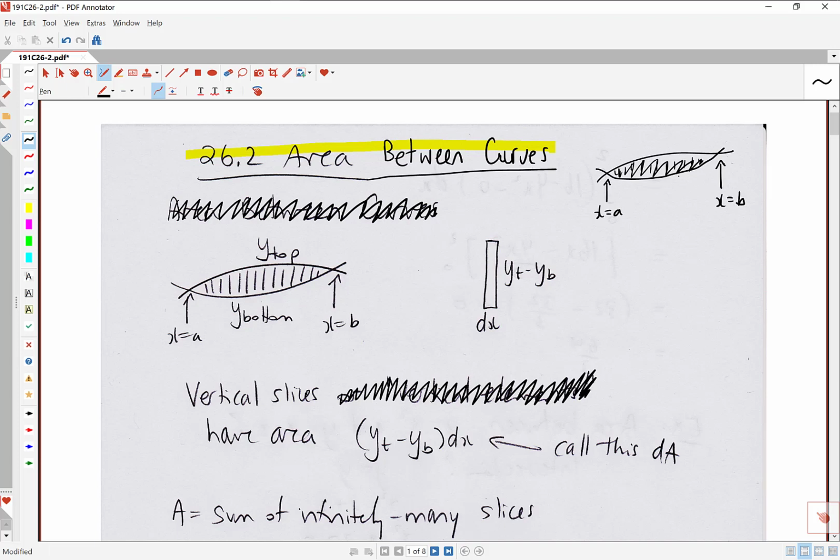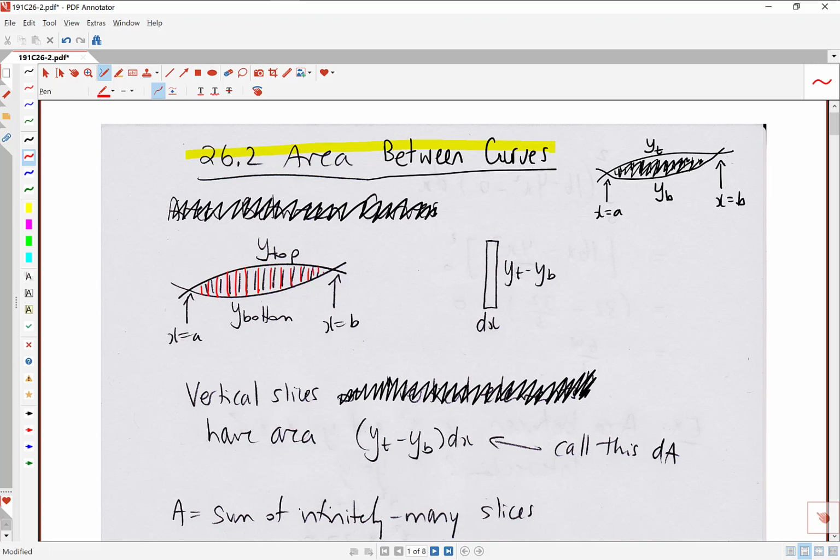So we'll often call the curve on the bottom y bottom, or sometimes yb for short. And the curve on the top, we can call y top, or sometimes just yt for short. So the area between those two curves along a certain section of the x-axis, that's what we're going to be talking about. The way that we would start to find that area is to cover the area in vertical slices. So we'd be covering it in infinitely many, infinitely thin vertical slices like this.